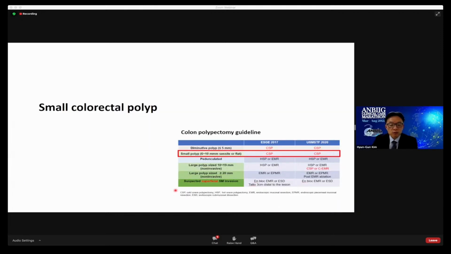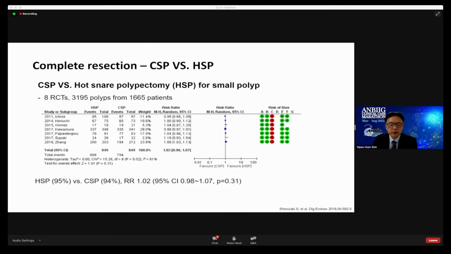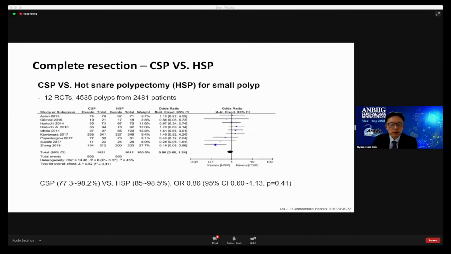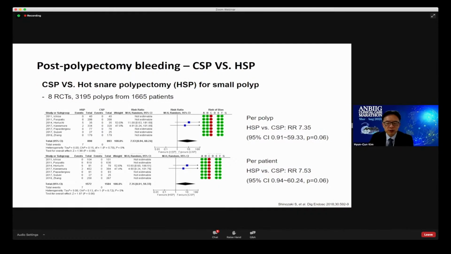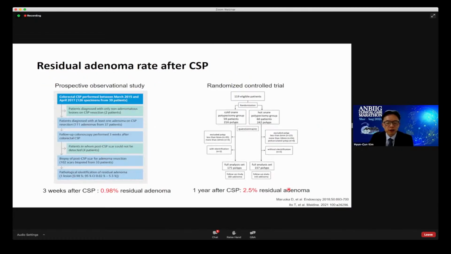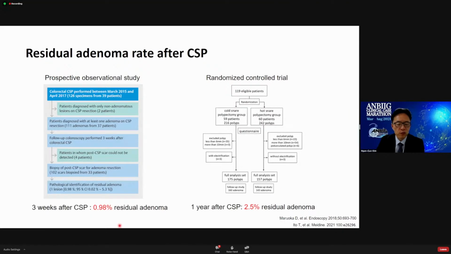Regarding small polyp removal, cold snare polypectomy is a standard technique in both guidelines. It is already known in several meta-analyses that CSP has no significant difference in the complete resection rate compared to hot snare polypectomy. Regarding complications, although there was no significant difference between the two procedures in the meta-analysis, the safety of CSP, especially regarding delayed bleeding, which clinicians fear, is superior to hot snare polypectomy. And residual adenoma rates after CSP were acceptable, reported as ranging from 1 to 2.5 percent in recent prospective studies.